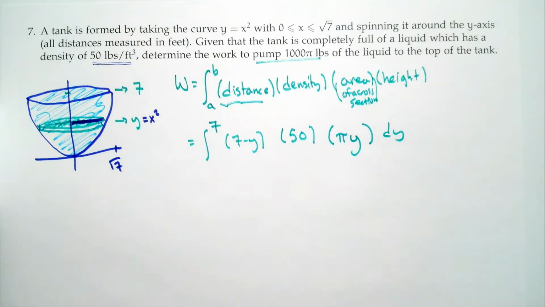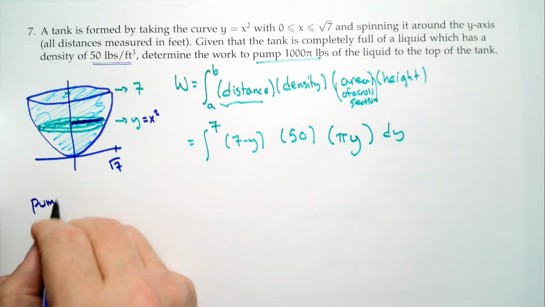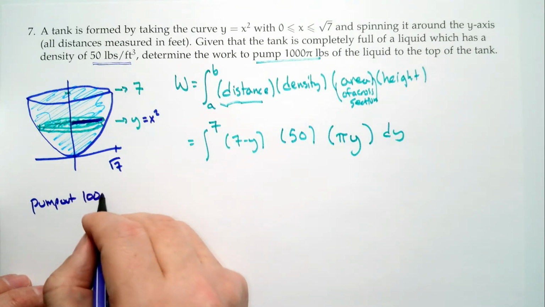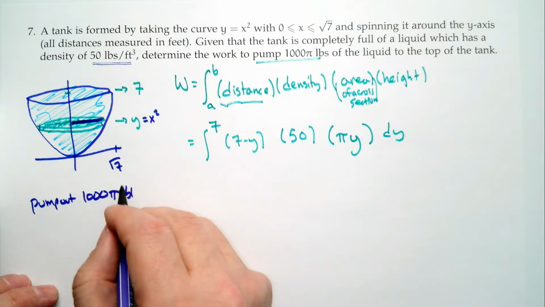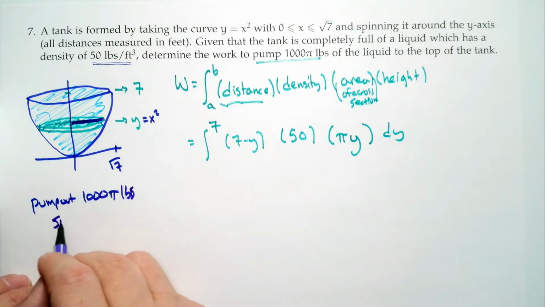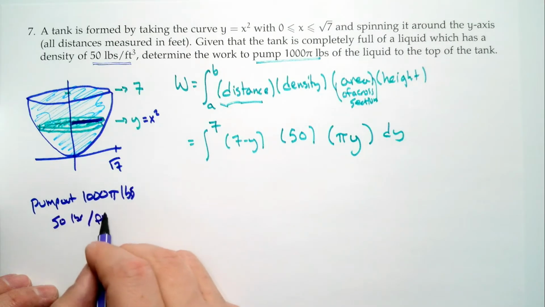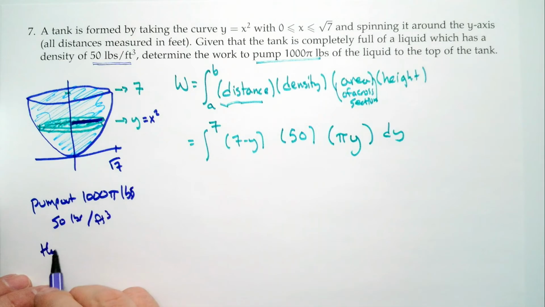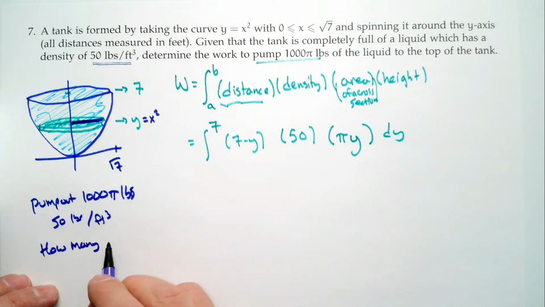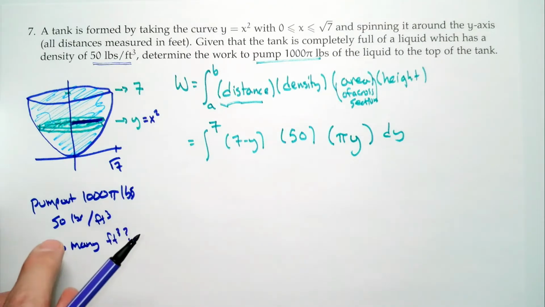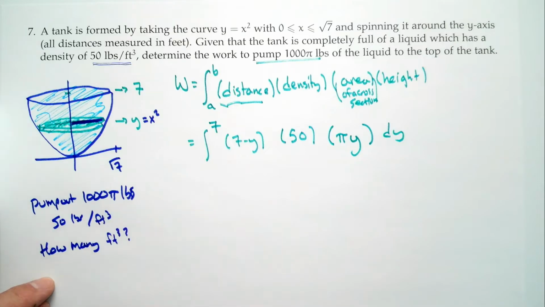Okay, so we know we need to pump out 1,000 pi pounds, and we know it's 50 pounds per cubic foot. So the question is, how many cubic feet? What do you have to multiply by 50 to get to 1,000 pi? Well, definitely we need a pi, and we need 20 pi. So that's how many cubic feet we need to pump out.